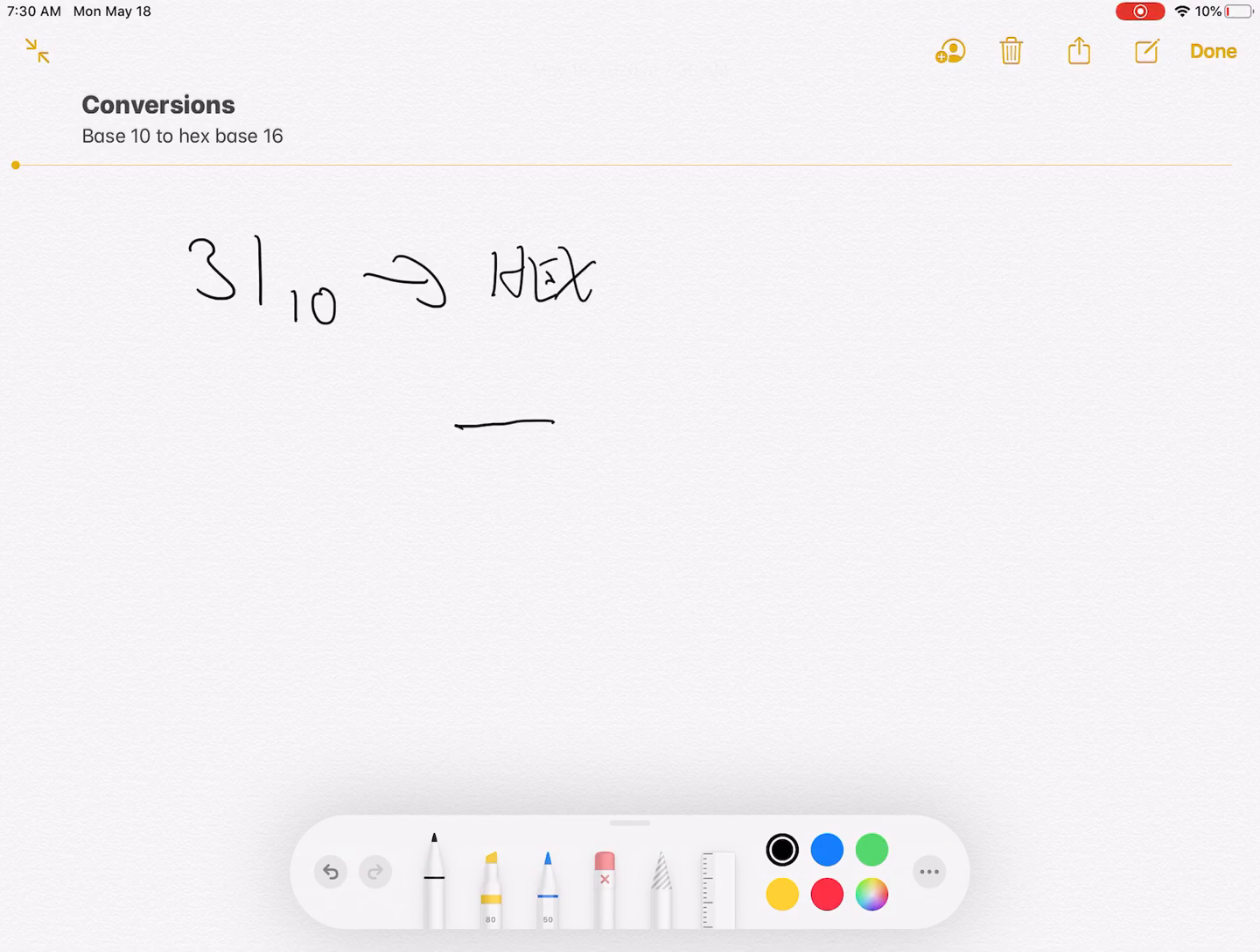I draw a line here, and this is the ones column, and I draw a line here, 16, and I could go to 256, but 256 is too big, so I'm not going to have 256. Now, how many 16s go into 31? Okay, 1. What's left? 15. And what's 15 in hex? F. 31 base 10 is 1F base 16.